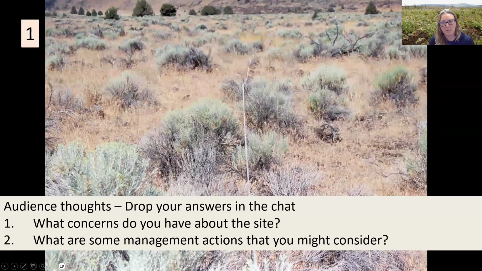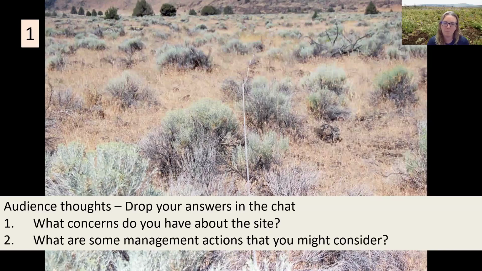Somebody says targeted grazing or herbicide. Yeah, those are good options. Cattle, someone said prescribed burning. I would be concerned about losing the sagebrush in a prescribed burn. Someone else said no grazing, maybe let it recover from too much grazing. So there's all these things to consider.